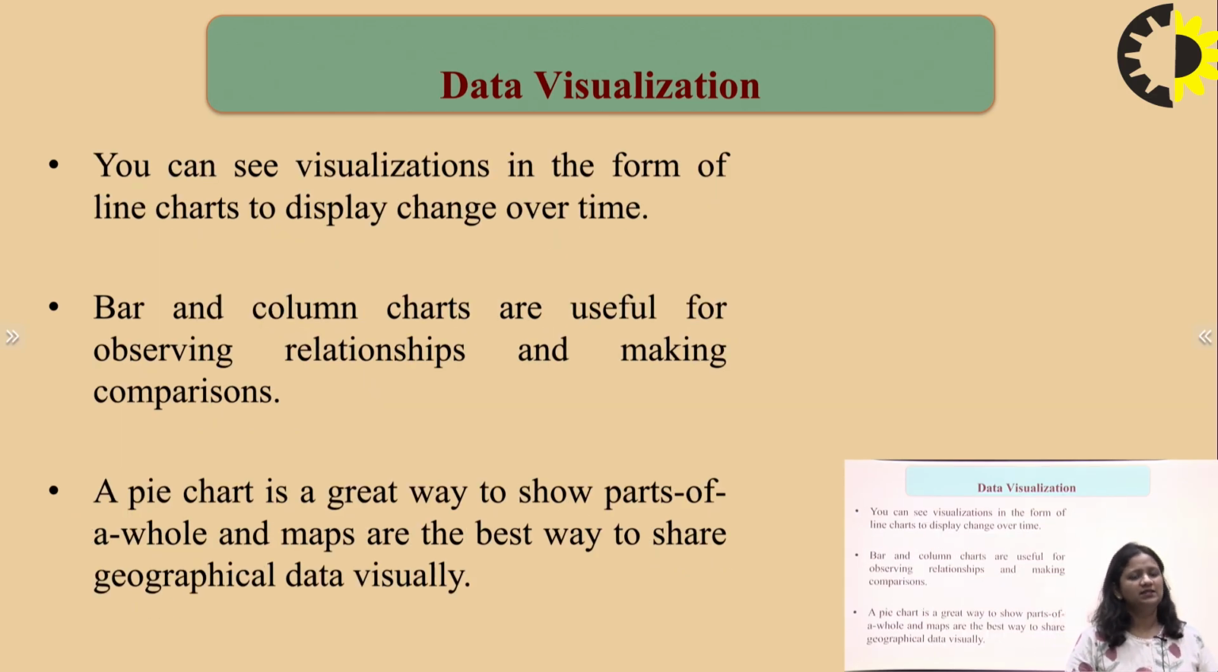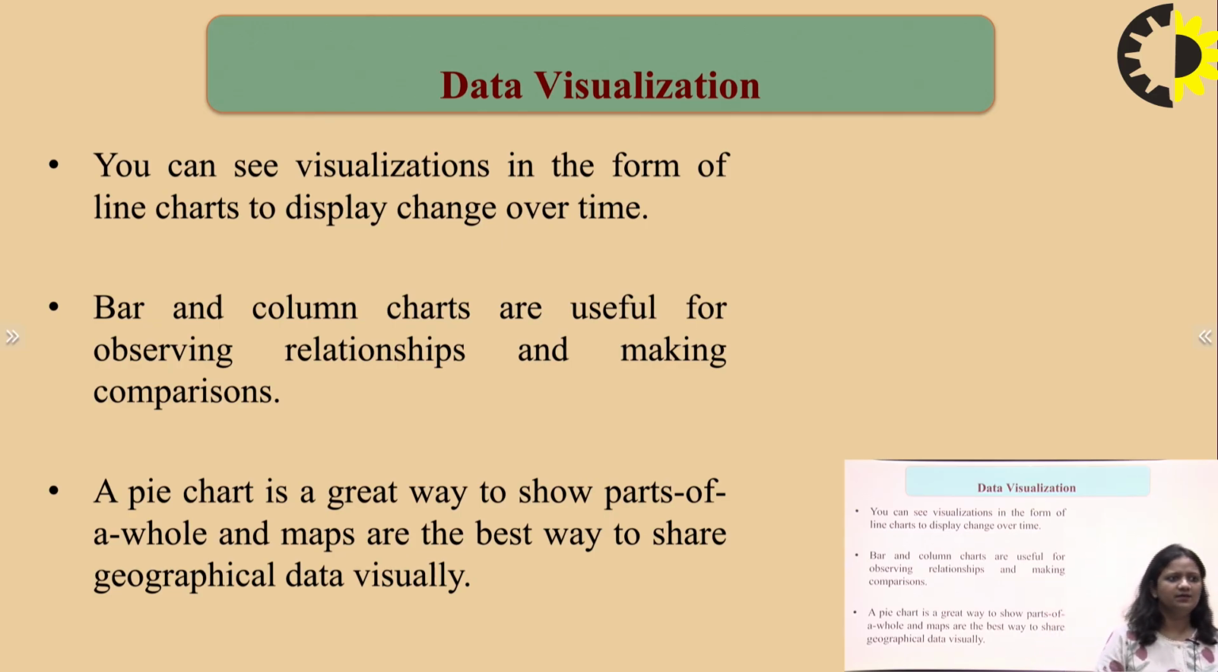We can see visualization in the form of a line chart to display change over time. We have various visual data techniques that we can discuss in the next slide. Bar charts and column charts are useful for observing relationships and making comparisons. If we are going to compare two categories or observe the relationship between them, bar and column charts are an effective way to summarize it in a visual form.